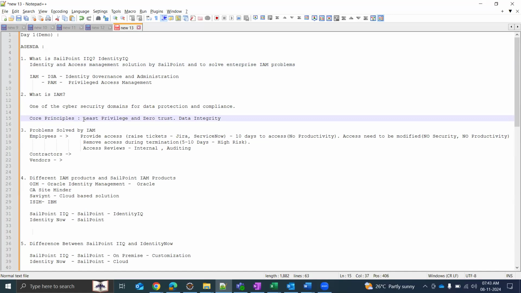Okay. So least privilege is one of the core IAM principles, which says that if any person is working for an organization, we have to make sure that the person has only the minimum access required to carry forward his work. The person should not have more access than what is required, or at the same time, the person should not have less access than what is required. Okay. So what do we mean by that?